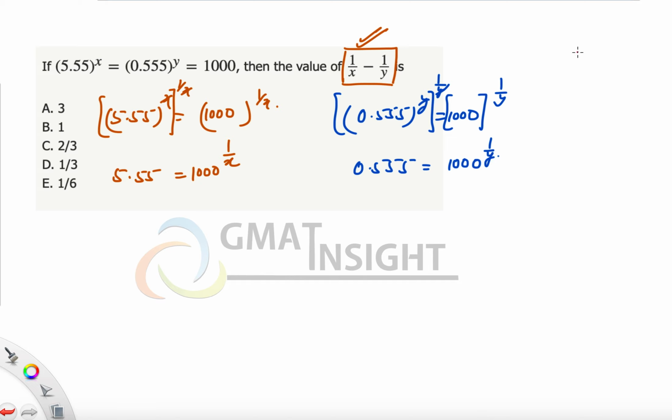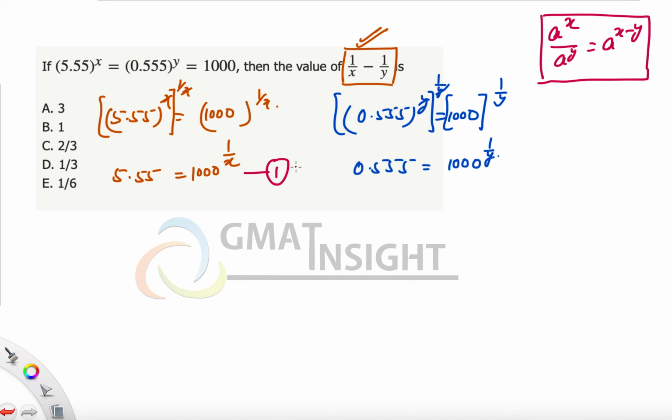Now the rule of mathematics says that a raised to the power x divided by a raised to the power y becomes a raised to the power x minus y. So this is one rule that we are going to apply, because we have 1000 to the power 1 upon x here, and we have 1000 to the power 1 upon y here. So what I'm going to do is divide equation 1 by equation 2. So we can write 5.55 divided by 0.555. That's what we have on the left hand side, and to the right hand side we have 1000 raised to the power 1 upon x divided by 1000 raised to the power 1 upon y.